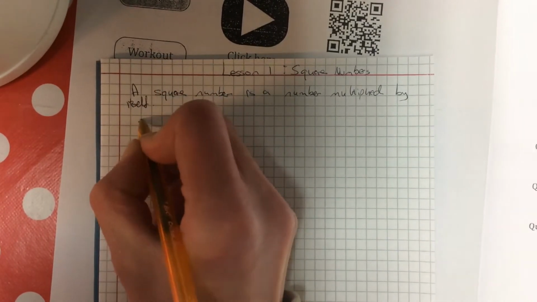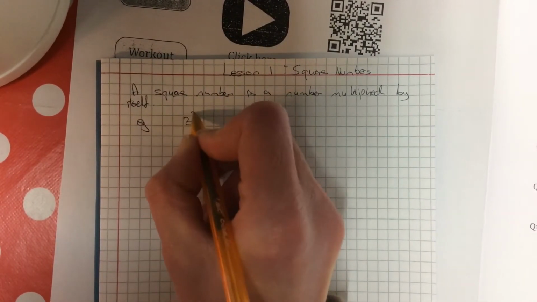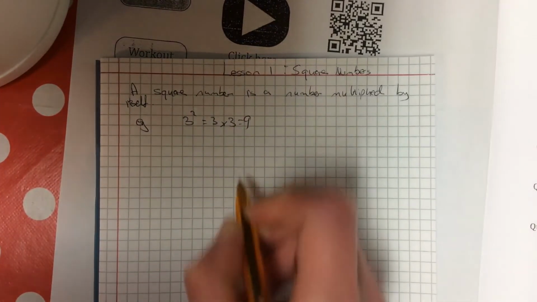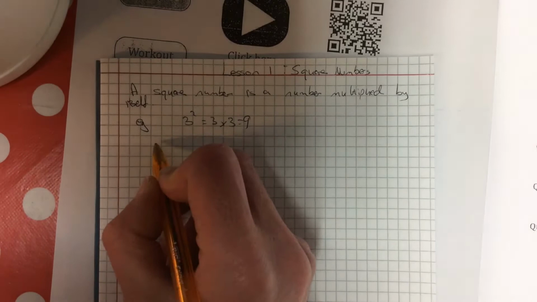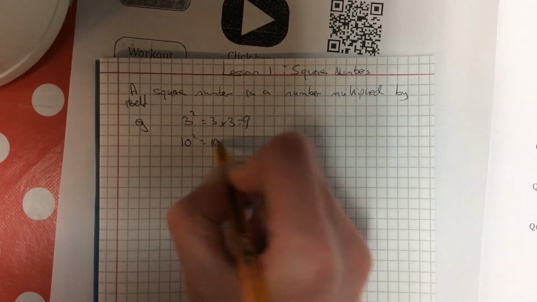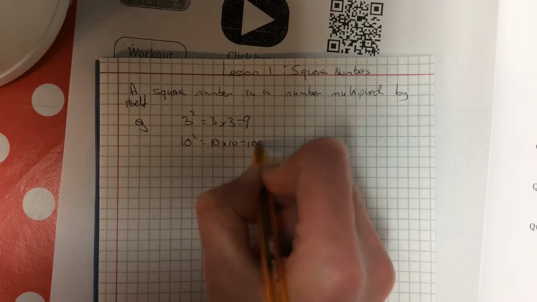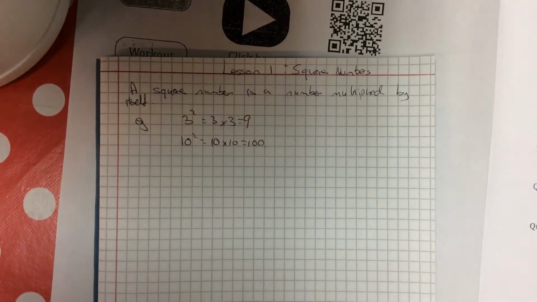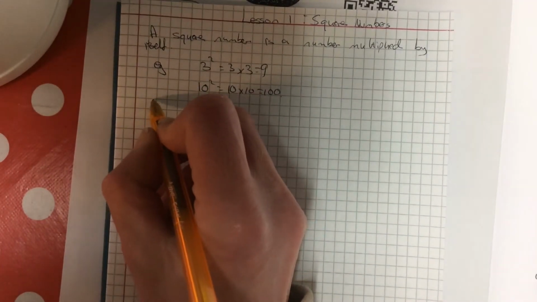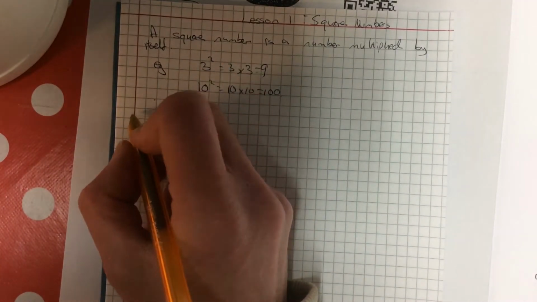And if you take down the wee example, 3 with a wee 2 means 3 times 3, which is 9. Also take down another wee example. If you had 10 with a wee 2, it's 10 times 10 equals 100. So that's what a square number is. I then would like you to write down some of the first square numbers.